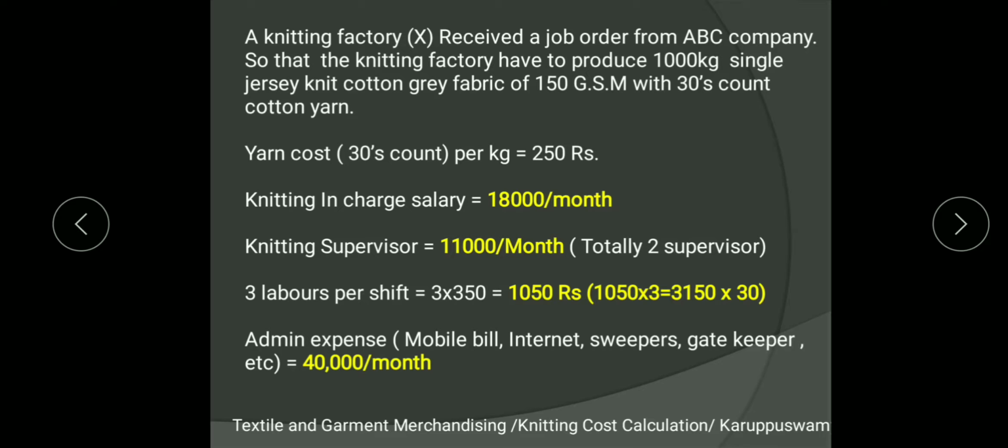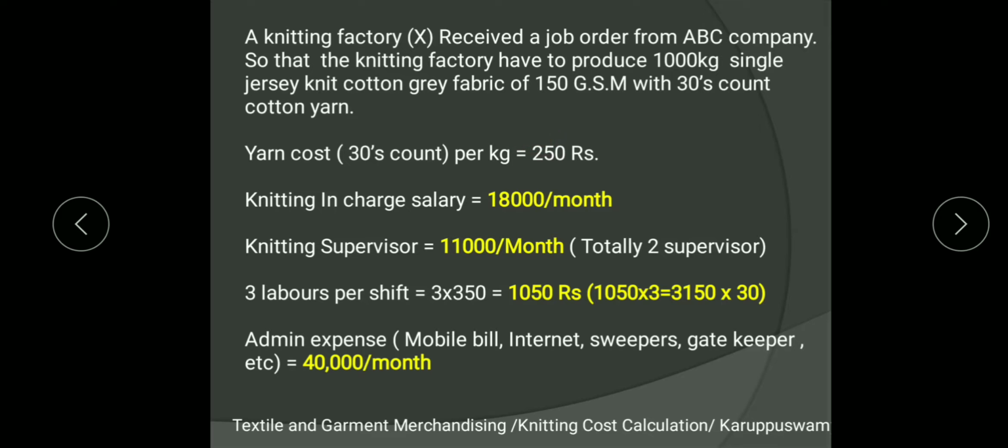To put it in simple words, you received a job order of 1000 kg, so you have to convert 1000 kg of yarn into 1000 kg of knit grey fabric. This is the yarn cost. While calculating the conversion cost, you don't need to add the yarn cost. Why? Because you are receiving the raw material from ABC company. Generally, whenever you receive a job order, they give the raw material too, so you don't need to calculate the raw material cost.